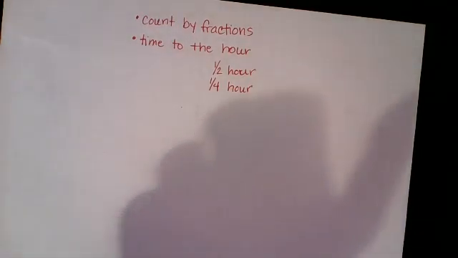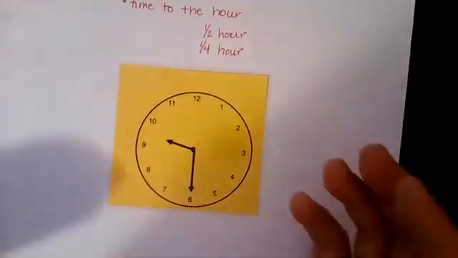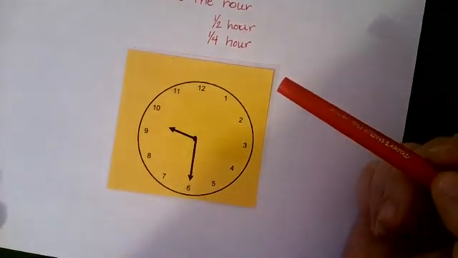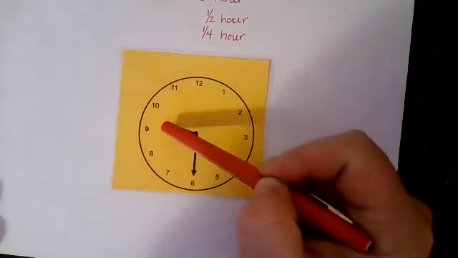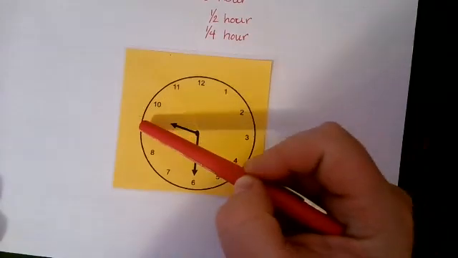So again, like before, if this is a clock that is to the half hour, then I would ask them, all right, where is the short hour hand? It's between the 9 and the 10. Is it to the 10 yet? No. So it is still 9.